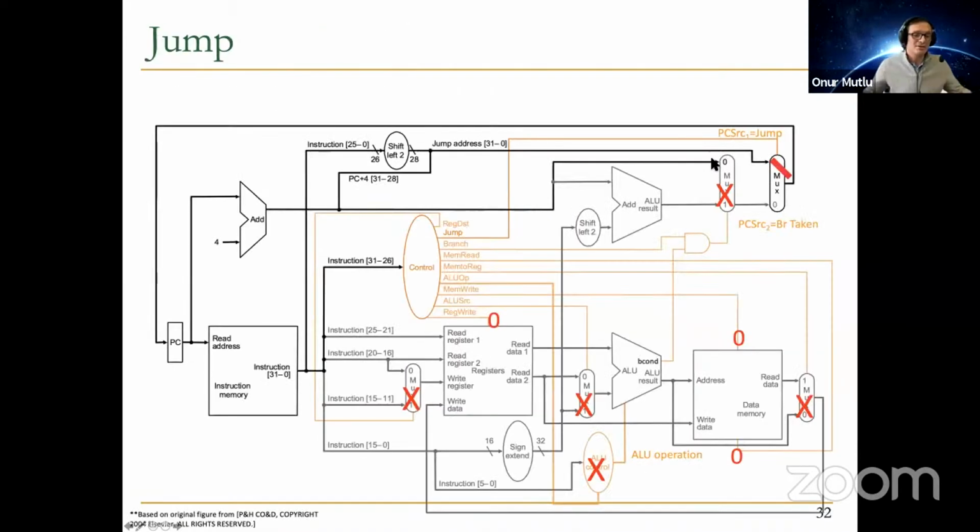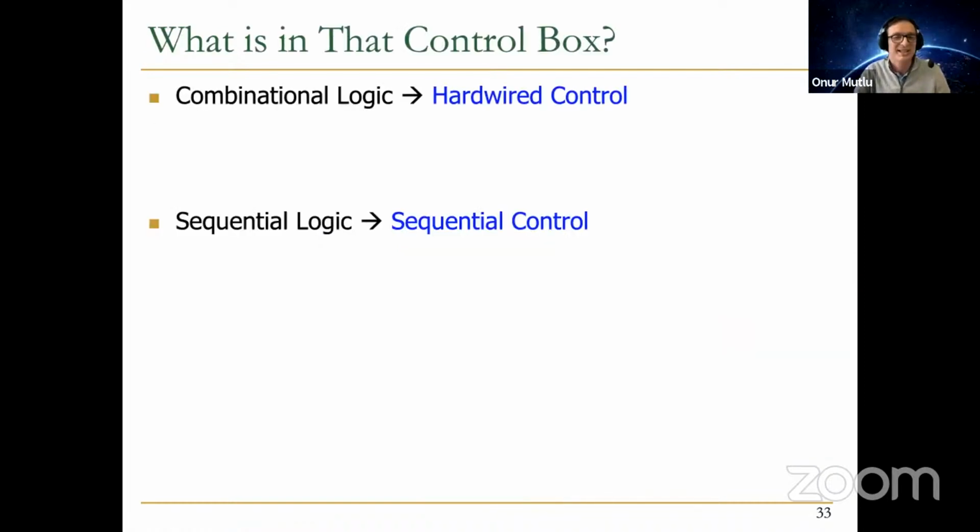Okay, so we've actually gone through all of these instructions. You can add more, as I said, and make this more complicated. Existing machines are more complicated, but they're also not single cycle, for reasons that we are going to discuss in a little bit. So let's talk about what is in that control box first.